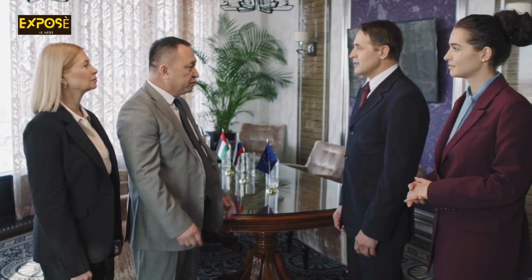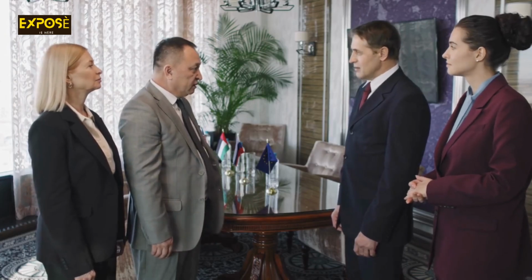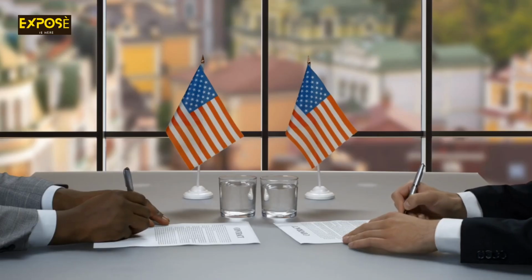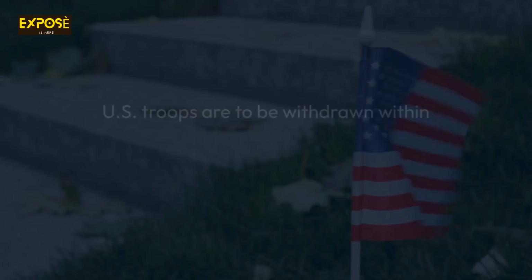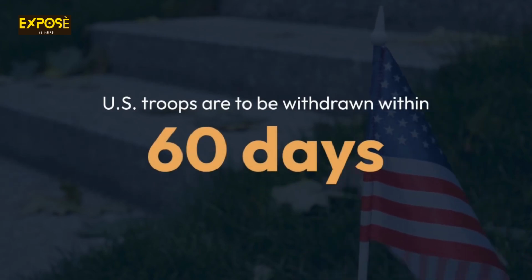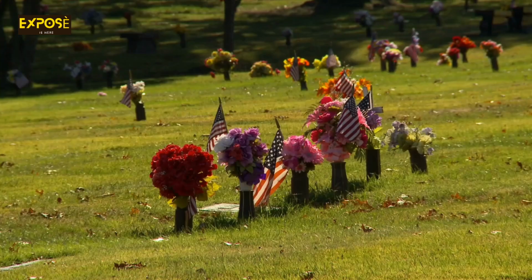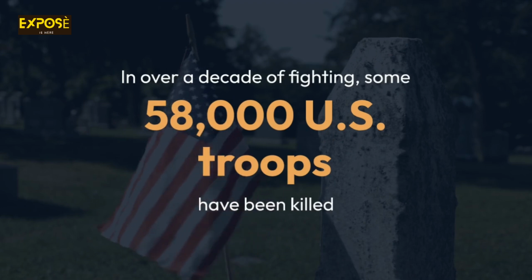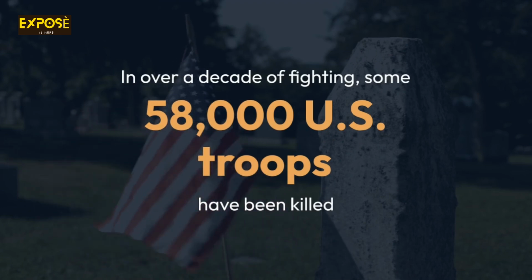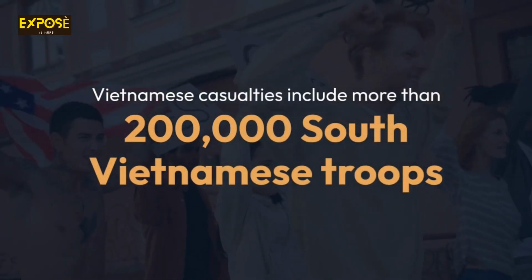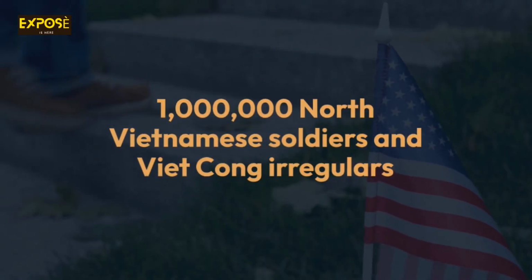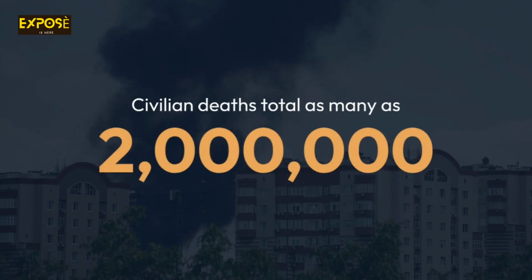Representatives of South Vietnamese Communist Forces, North Vietnam, South Vietnam, and the United States conclude the agreement on ending the war and restoring peace in Vietnam in Paris. U.S. troops are to be withdrawn within 60 days, and the 17th parallel will remain the dividing line until the country can be reunited by peaceful means. The last U.S. military unit leaves Vietnam. In over a decade of fighting, some 58,000 U.S. troops have been killed. Vietnamese casualties include more than 200,000 South Vietnamese troops and more than 1,000 North Vietnamese soldiers and Viet Cong irregulars. Civilian deaths total as many as 2,000.